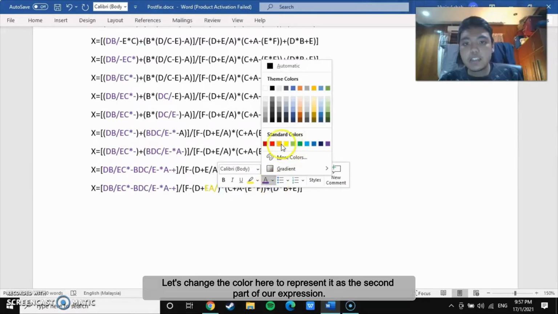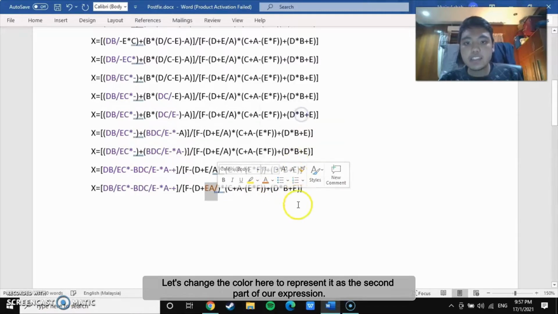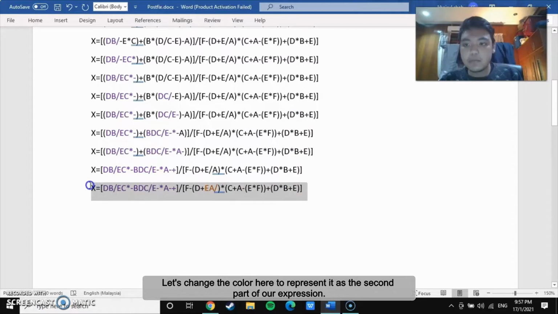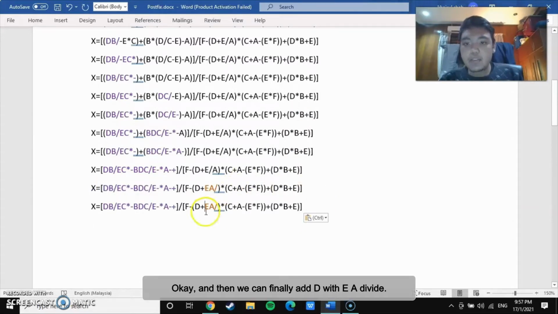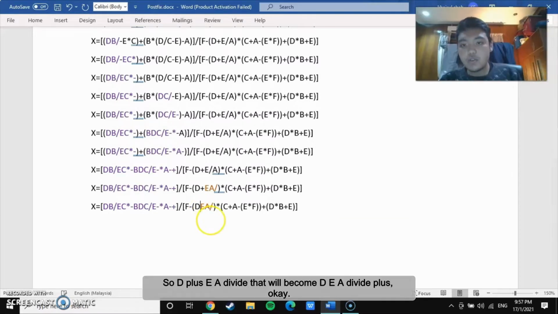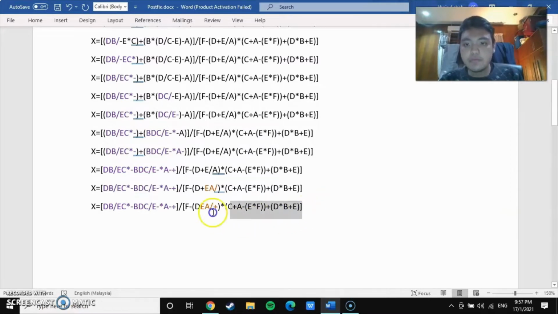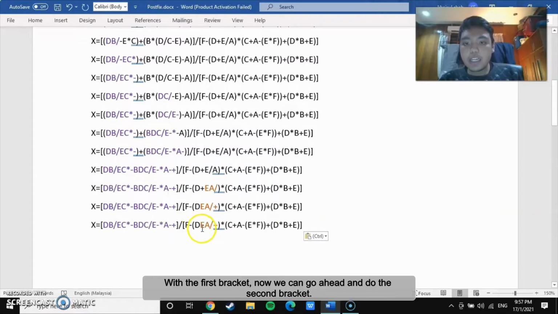Let's change the color here to represent it as the second part of our expression. Okay, and then we can finally add D with EA divide. So D plus EA divide will become DEA divide plus. With the first bracket done, we can go ahead and do the second bracket.